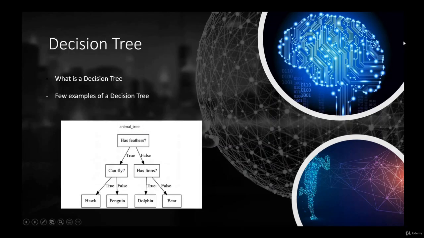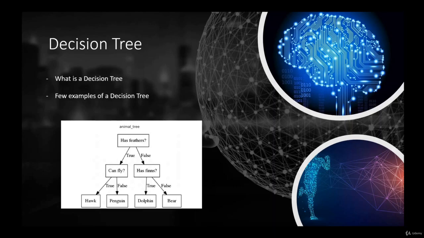Alright, so the third algorithm that we are going to talk about in this class is pretty simple. It's called the decision tree. I think we already talked about this type of algorithm at the beginning of the course, so basically about decision trees and other stuff related to this. So what exactly is a decision tree?